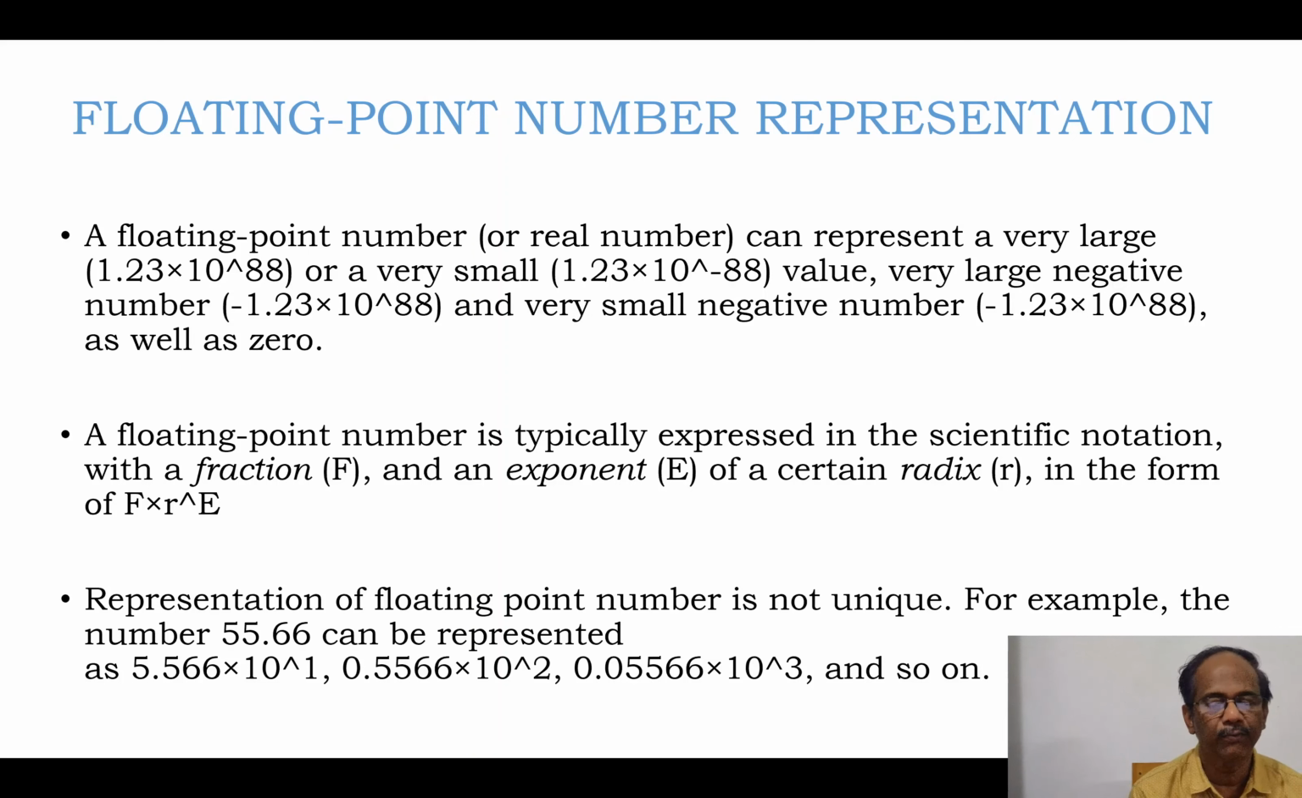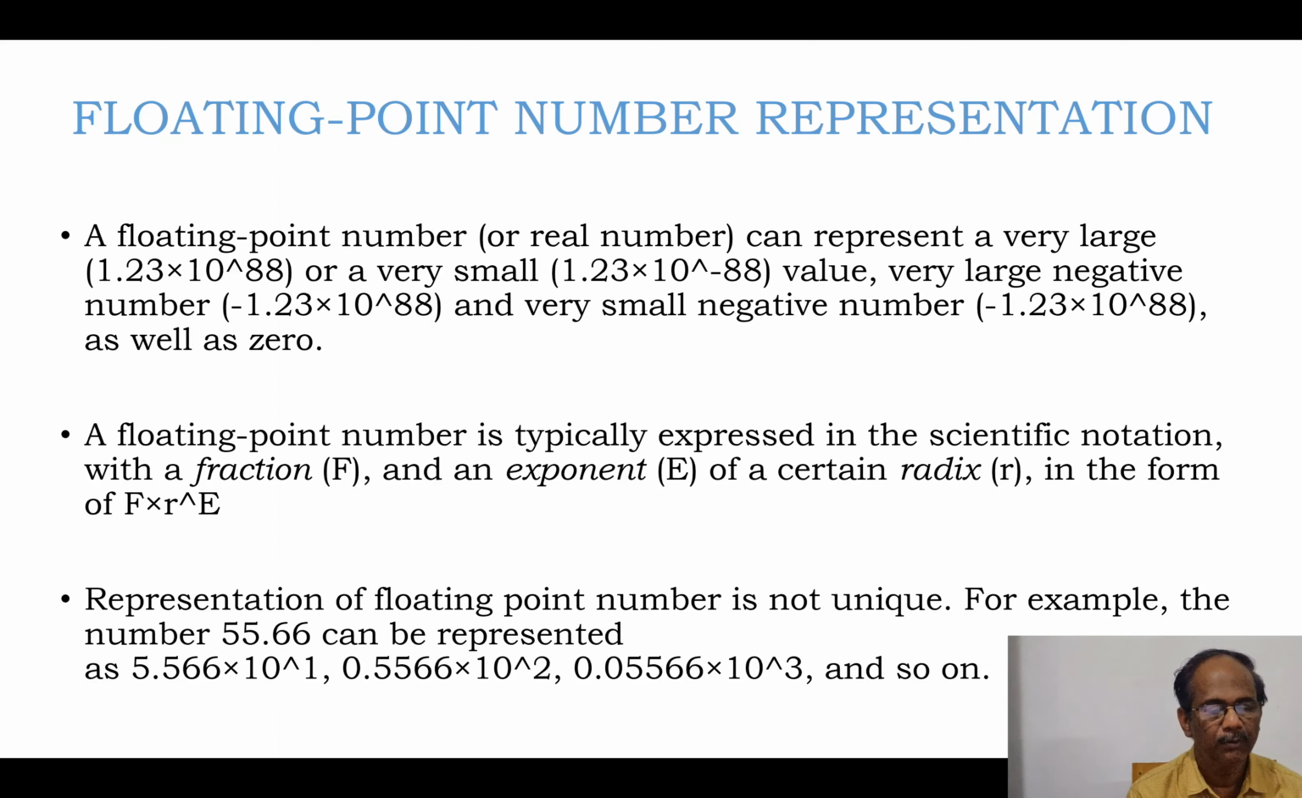Generally, the floating point representation takes the form f into r raised to e, where f stands for the mantissa or the fractional part, r stands for the radix, and e stands for the exponent. So the fractional part, radix part, followed by exponent. This is how floating point numbers are represented. If it is a binary number representation, r takes the value 2. If it is decimal number notation, r takes the value 10, and so on.